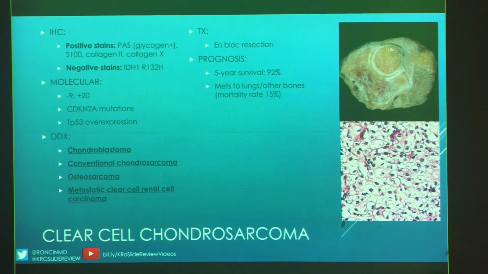Treatment, they're going to do en bloc resection. Five-year survival is 92%, so that's really good. These tend to metastasize to the lungs or other bones, and when they do, the mortality rate is about 15%. So again, here's just another view of those beautiful glycogenated cells. Clear cell chondrosarcoma.